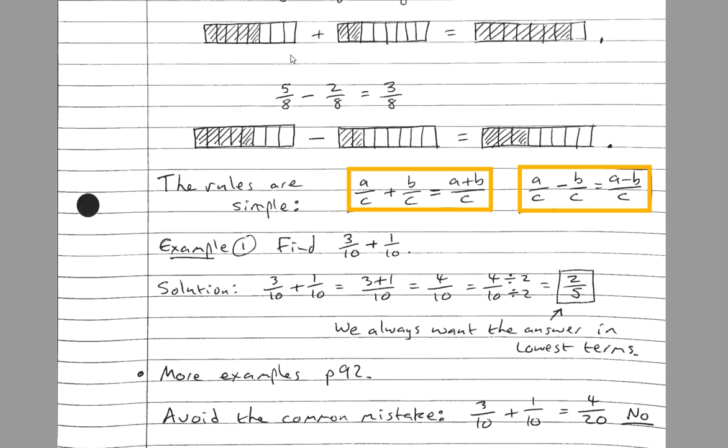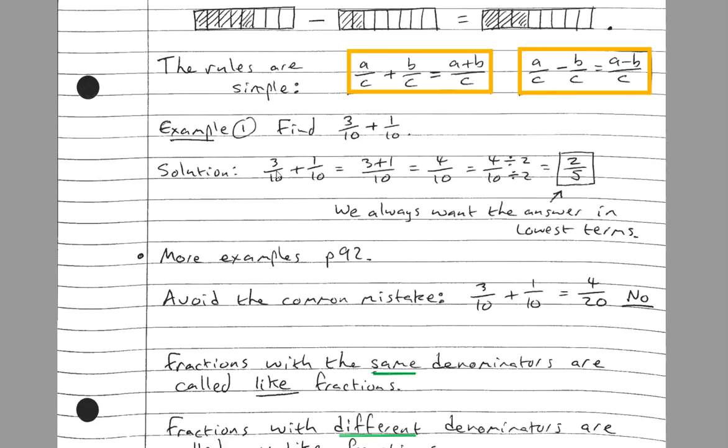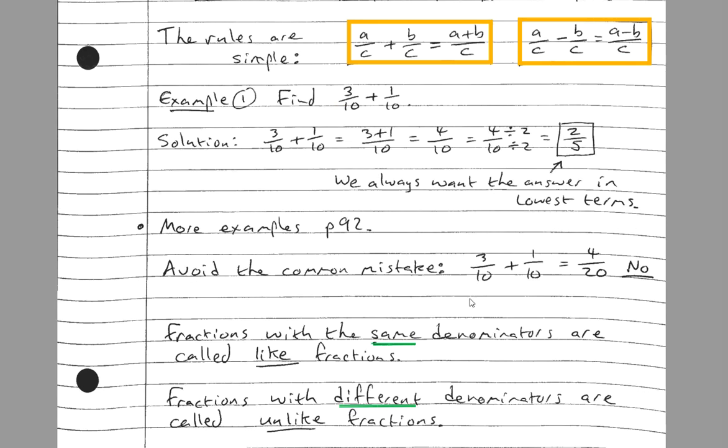All right, so the next case, oh, just to mention, a common mistake is to also add the bottoms. That's not correct. You can see here the bottoms stay the same. If you're adding eighths, the answer is eighths. So this is not correct. It should be 4/10ths, not 4/20ths.